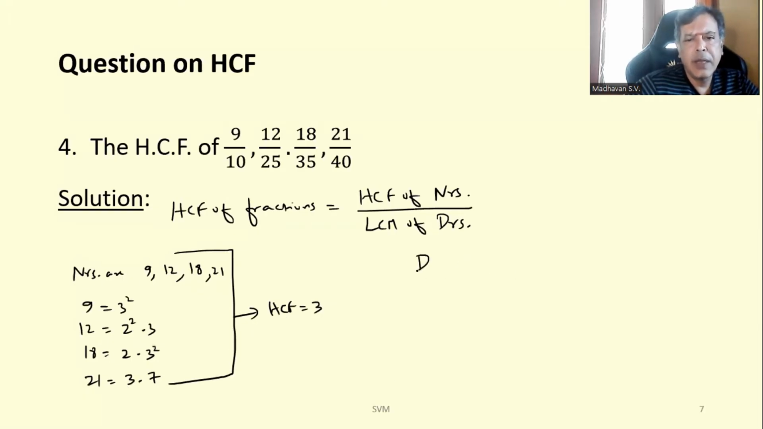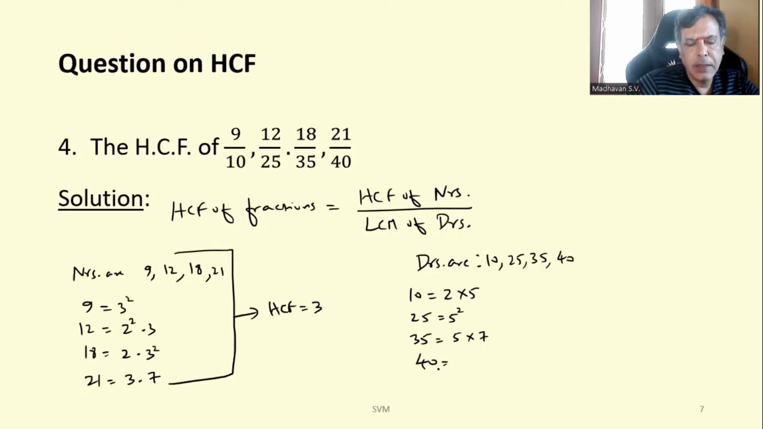Now the denominators are 10, 25, 35, 40. Now, 10 can be written as 2 into 5. 25 can be written as 5 square. 35 can be written as 5 into 7. 40 is nothing but 8 into 5. 8 can be written as 2 cube, so 2 cube into 5.